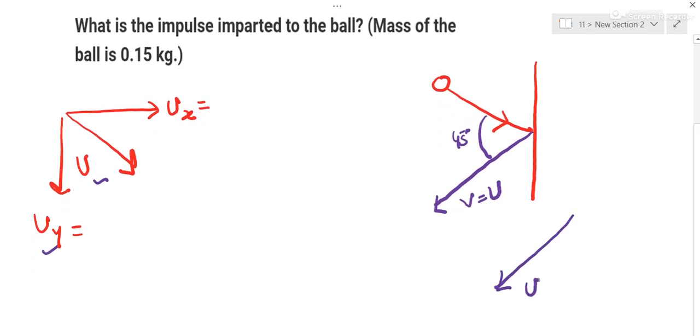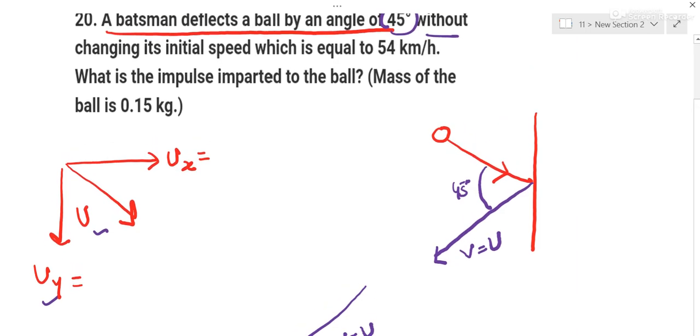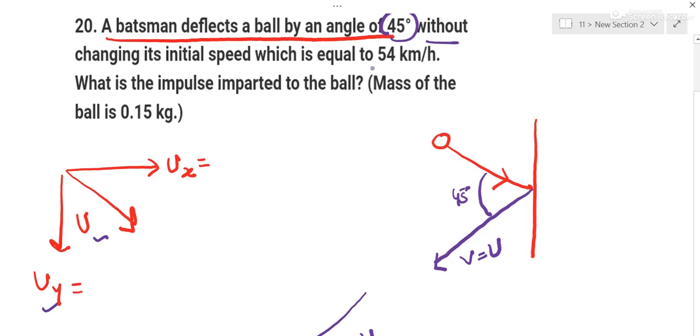So you make it again, with two components. Let me draw it again. Purple is how the ball goes back after being hit by the batsman. This is the final velocity, but its numerical value is the same as the initial velocity. The initial velocity is given as 54, which we will take later on. What is the impulse imparted to the ball?